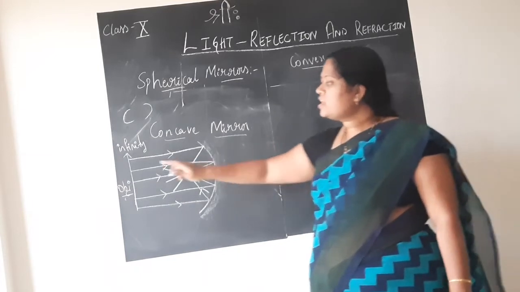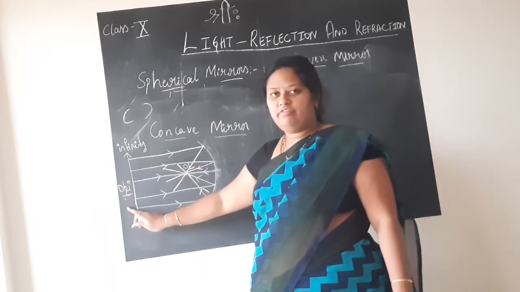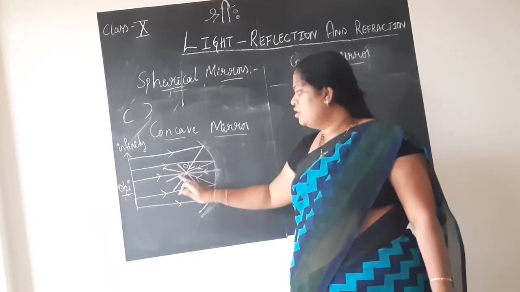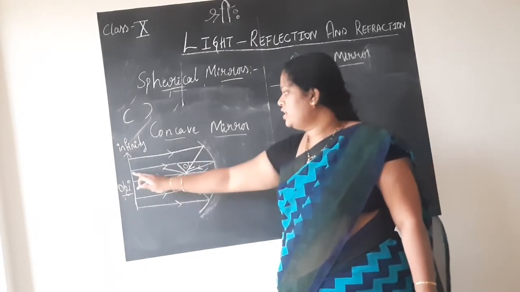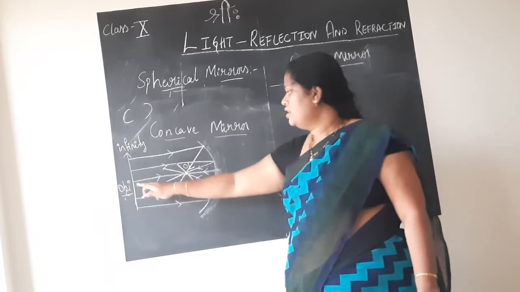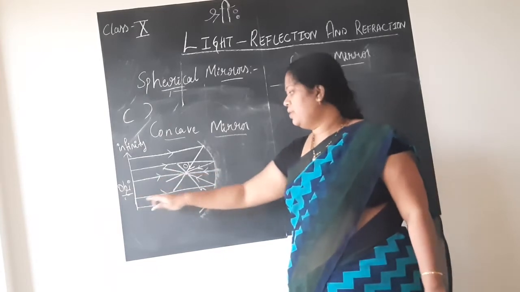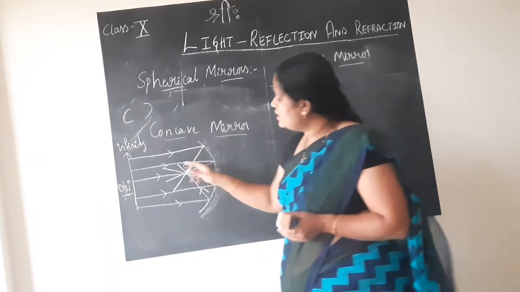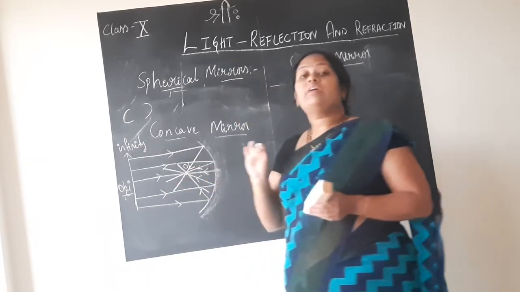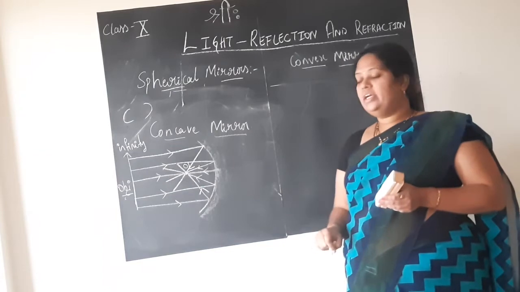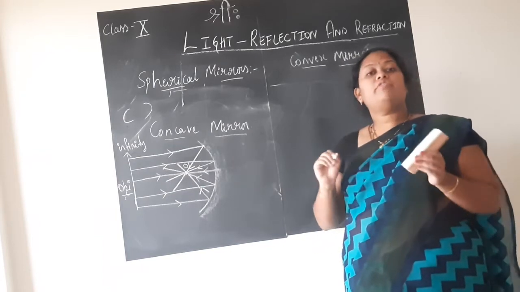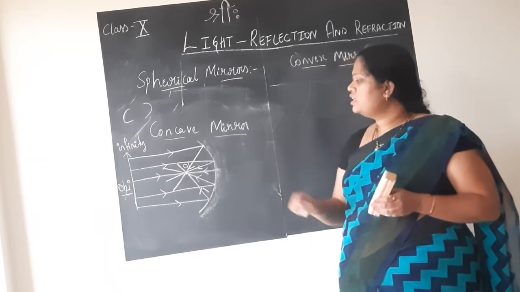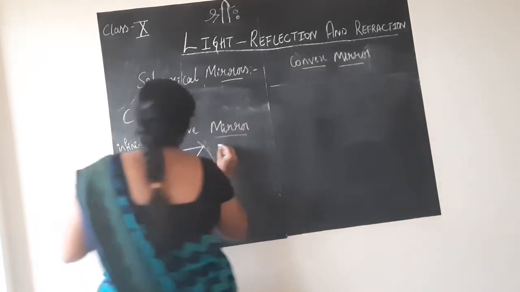Here the object is at infinity. The ray of light will come, hit the mirror and reflect back. Again another ray coming, hitting. Another ray coming, reflected back. Another ray reflected back. Like this, all these rays of light are meeting or converging at one point where the image of the object is formed. In case of concave mirror, the ray of light is converging.